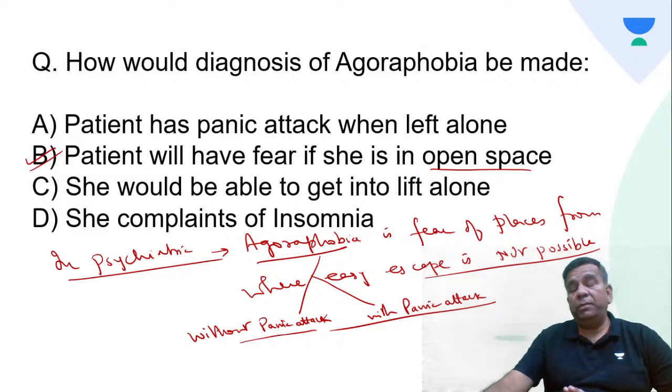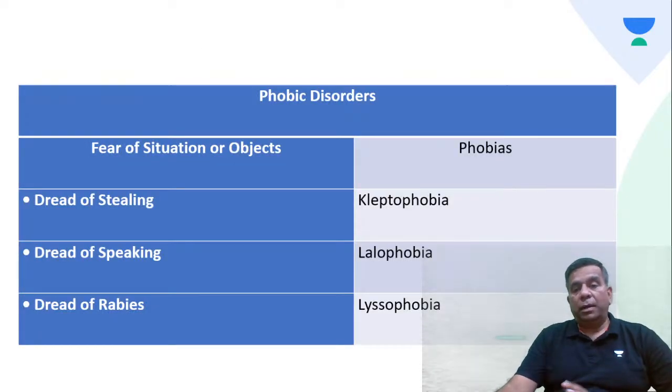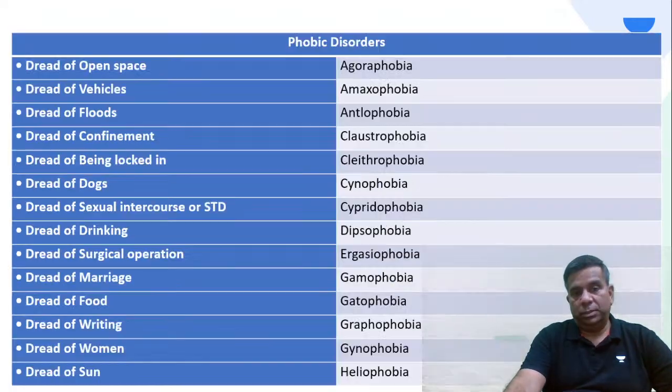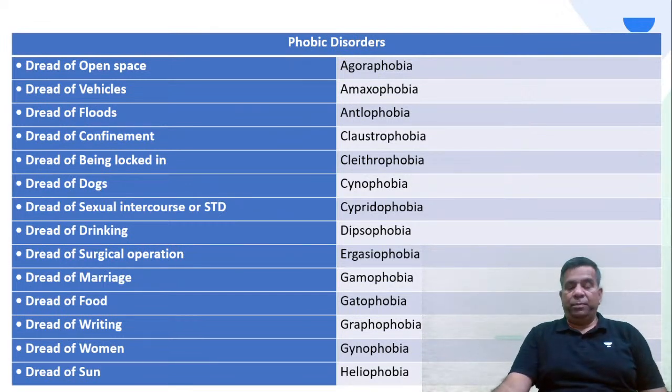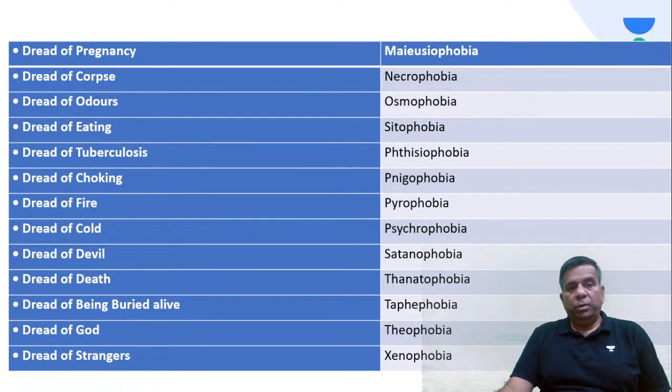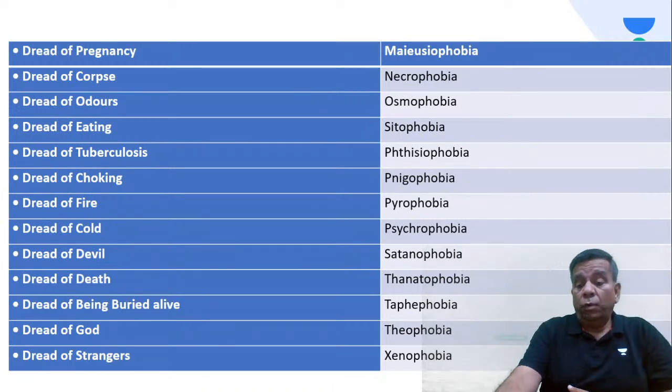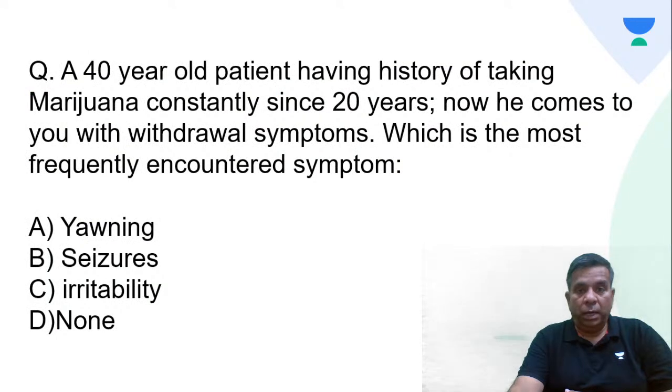But in psychiatry, whether it is a closed atmosphere, whether it is a lift, whether it is anything, you have to make a diagnosis of agoraphobia. In the English language, we have words like kleptophobia, lysophobia, so many things. Open spaces, agoraphobia; closed spaces, claustrophobia, being locked in. Dogs is cynophobia, fear of drinking is dipsophobia. Gamophobia is the fear of marriage, writing is graphophobia, and woman is gynophobia. Heliophobia, different names. So n number of names for different types of specific phobia, but for the place phobia, it will be agoraphobia.